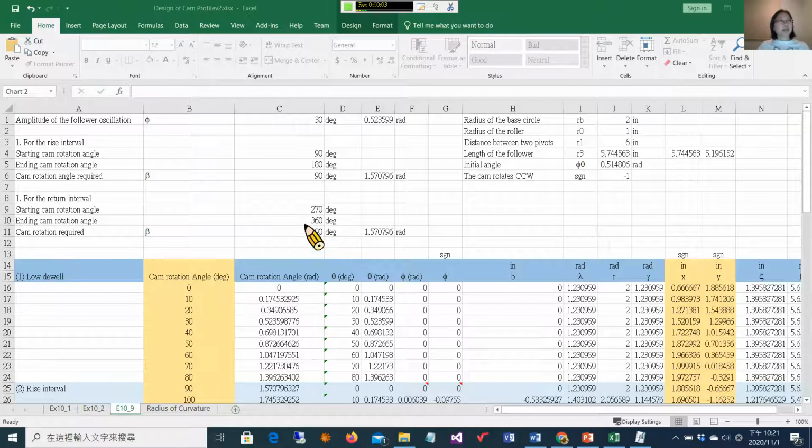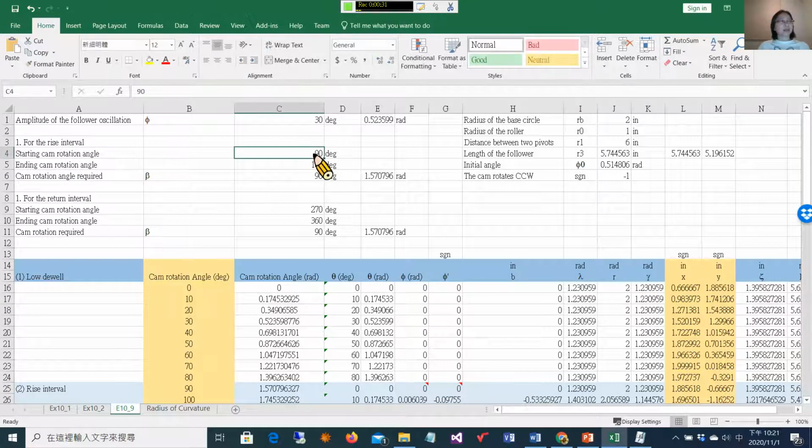Example 10.9 is to determine the cam profile for an oscillating roller follower. We assume that the follower dwells while the cam rotates counterclockwise from 0 degrees to 19 degrees. The rise occurs with 3-4-5 polynomial motion during the cam rotation from 19 degrees to 118 degrees, and the cam rotation angle required beta is 19 degrees.